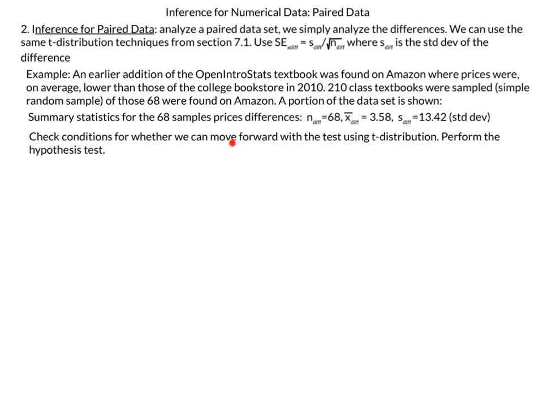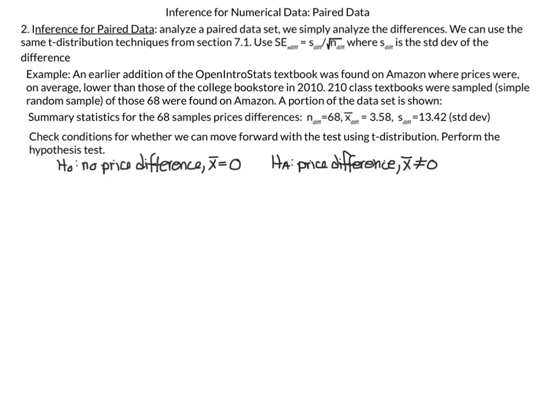Now that we've checked conditions for whether we can move forward, and we did satisfy the central limit theorem, we can perform the hypothesis test. So our hypothesis is then that there's no price difference. On average, the average price difference is going to be 0, which means our alternate is that the price difference is not equal to 0.